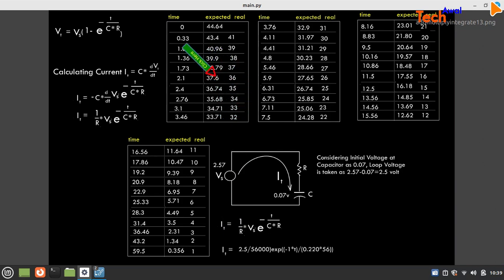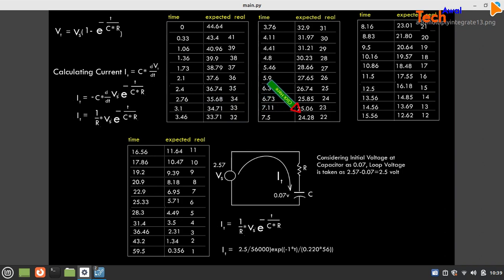This is the theoretical I, what we expect based upon the equation. This is the practical I, what we are getting. So theoretical is 43.4, practical is 1. Theoretical is 33.71 at the time 3.46 seconds. Practical is 32 at 7.5 seconds.